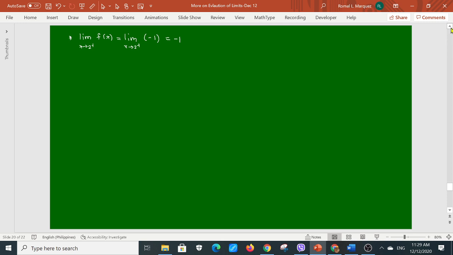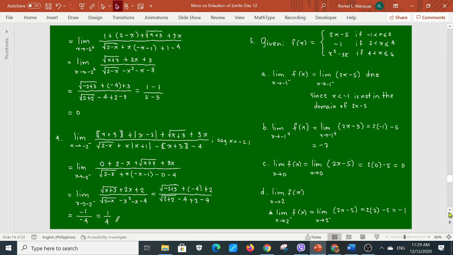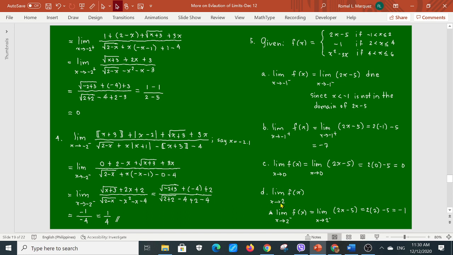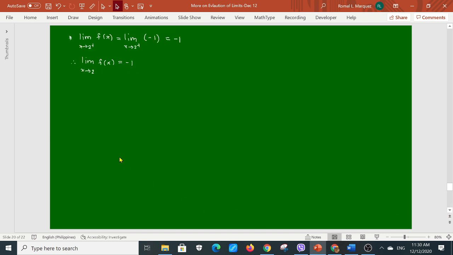What's the limit in the previous one? Negative 1. Therefore, we can conclude that the limit as x approaches 2 of f of x is equal to negative 1. Am I correct, guys? Since both from the left and from the right we got negative 1, we say that the limit of f of x as x approaches 2 is negative 1. Still alive, guys?